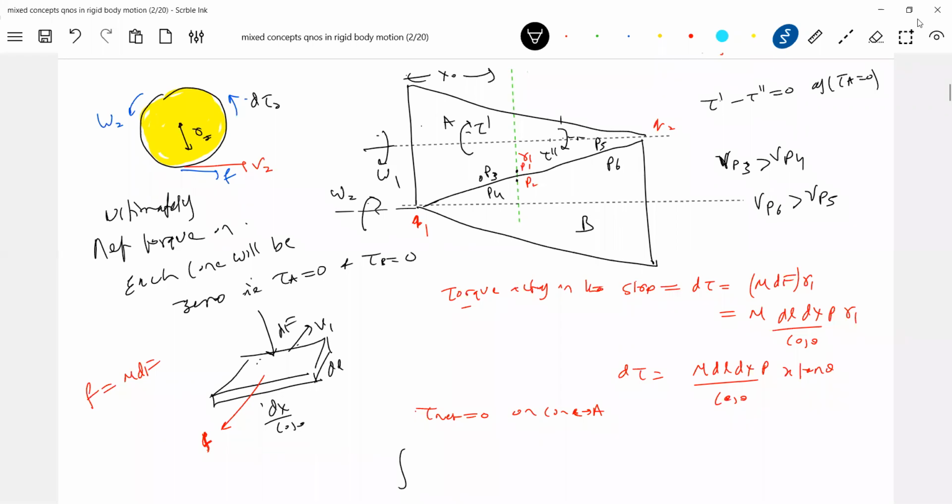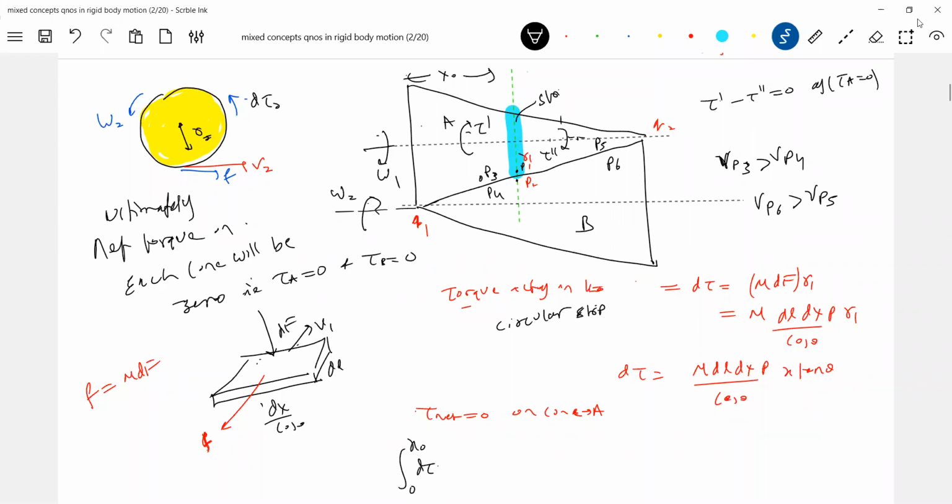Okay, let's do one thing. What is this? Torque acting on the strip. And where is the strip, sir? I am not seeing the strip. Okay, that strip is this one. Fine. Torque acting on the circular strip. Shall we integrate this? From where to where should I integrate this? So d tau from 0 to x naught. And what is x naught?